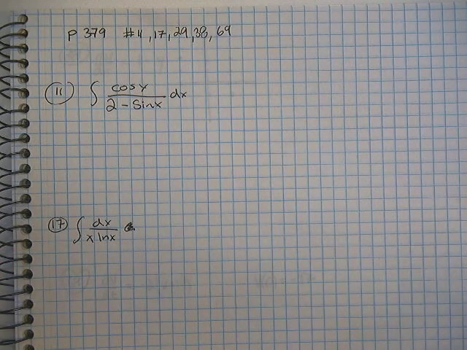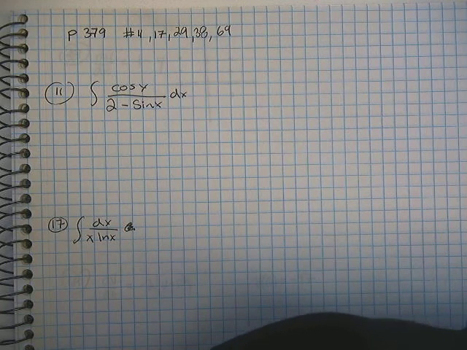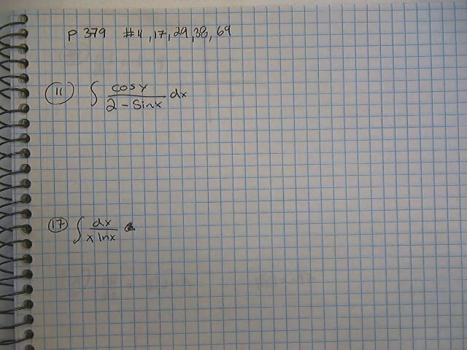All right, now it's time for some review for chapter 7. So I've got page 379, numbers 11, 17, 29, 38, and 69. The last problem we're just going to do parts of it.